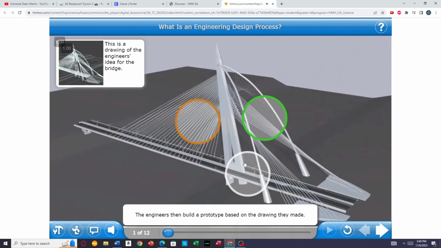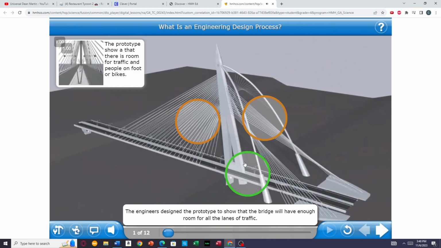The engineers then build a prototype based on the drawing they made. The engineers designed the prototype to show that the bridge will have enough room for all the lanes of traffic. Not only will this bridge hold cars, it will also have room for people to walk and ride bikes.